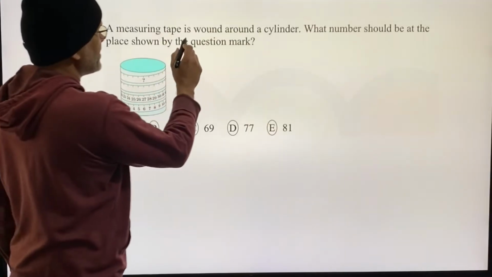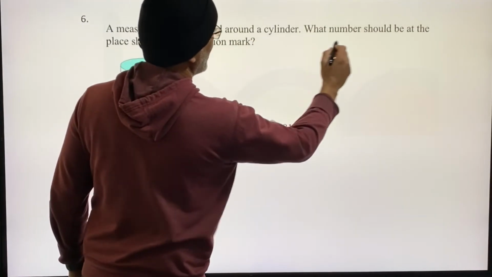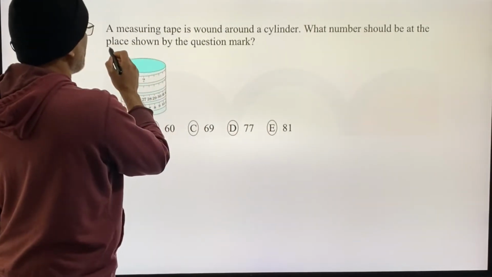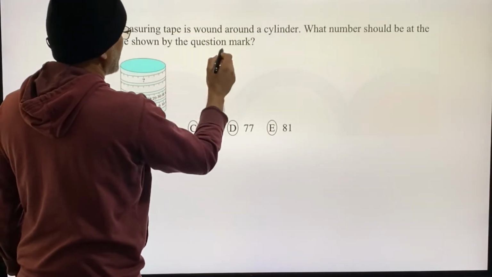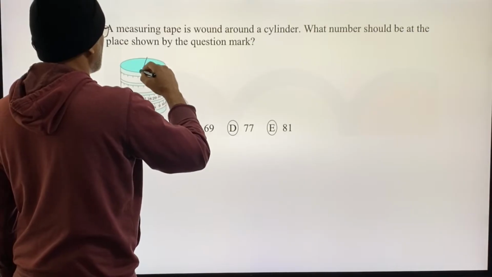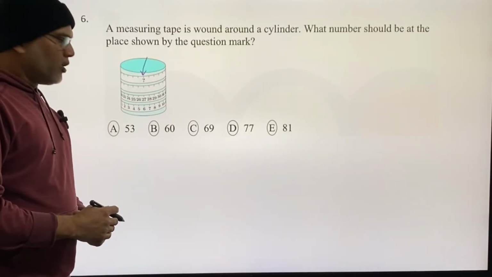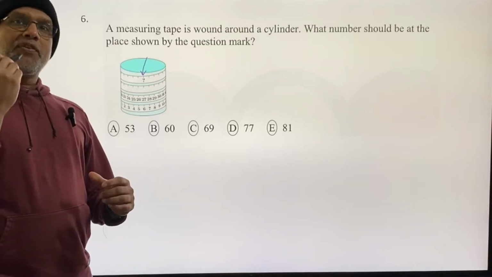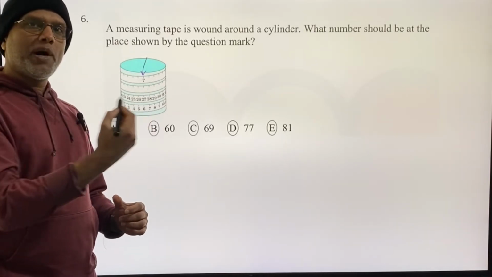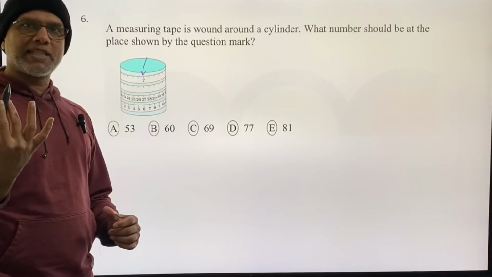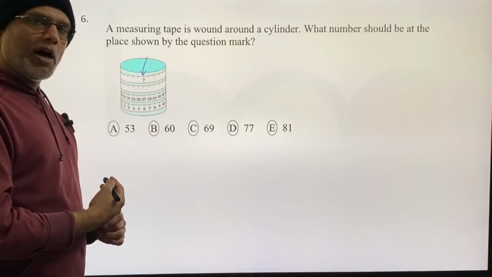A measuring tape is wound around a cylinder. What number should be shown by the question mark? All right, so this is the question mark. So what number should go there? Basically, if I can figure out how long it is to go one time around the cylinder, I'm all set, right? And how can I figure that out?